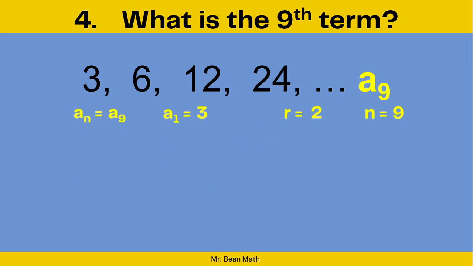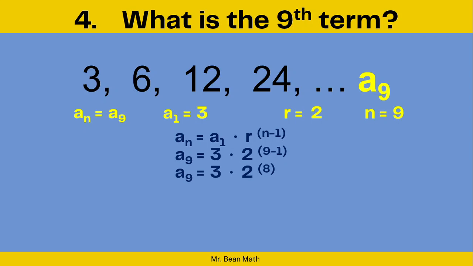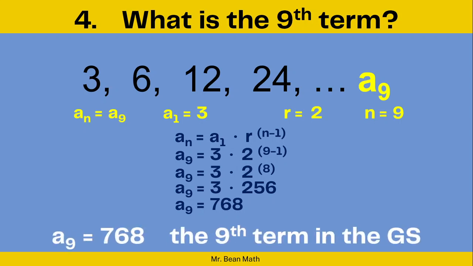Now substitute the terms to the formula. a sub 9 is equal to 3 times 2 raised to the quantity 9 minus 1. Subtract 9 minus 1 is equal to 8. Then multiply 2, 8 times, and the answer is 256. Now 3 times 256 is equal to 768. So therefore, the 9th term in the geometric sequence is 768. One more to go and we're almost done.